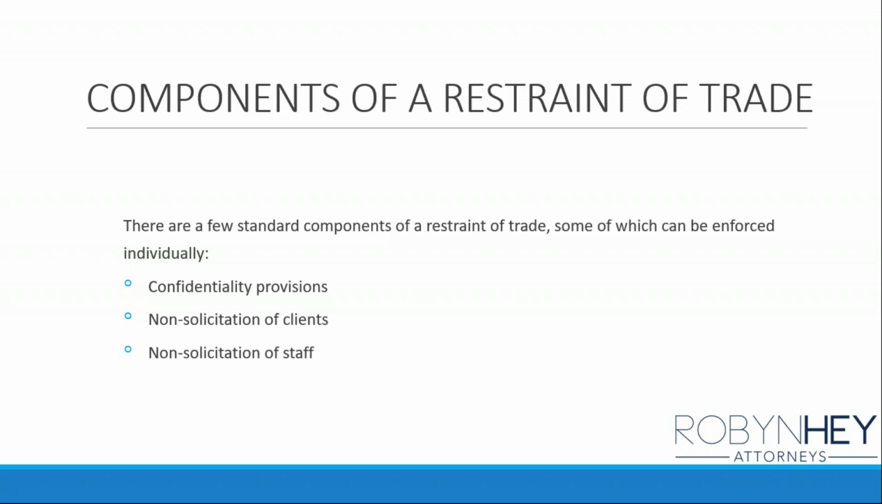So, for example, for me, I don't have a restraint of trade on my attorneys because essentially I can't stop them from being attorneys. But I do have confidentiality provisions because I deal with confidential information. And also there are certain things within my business that I have designed and I consider them to be a protectable interest. And I do have non-solicitation, so they can't go and swipe my clients and they can't go and swipe my staff. But that has to be properly defined, and we're going to get into that now.